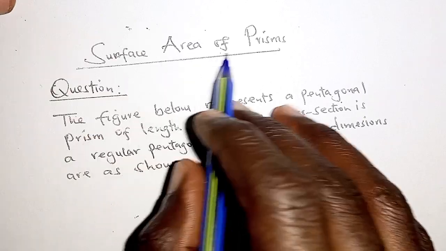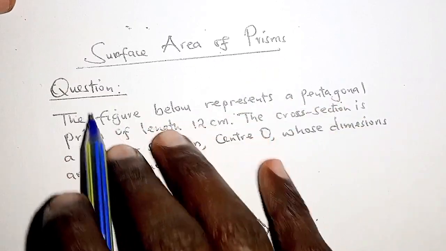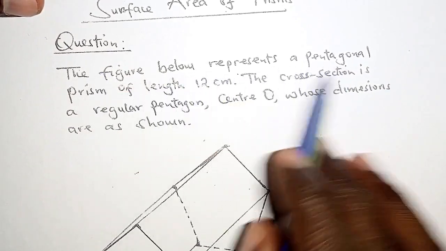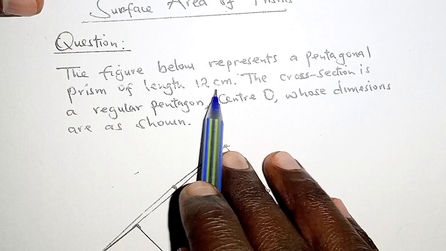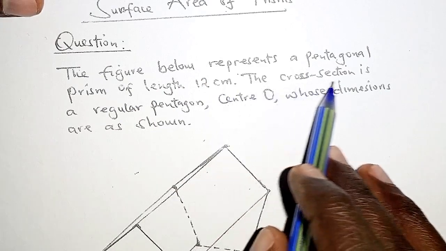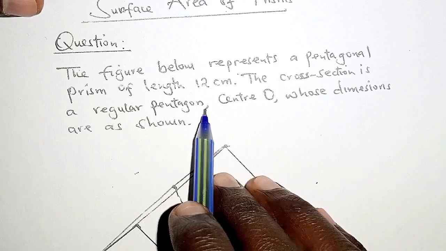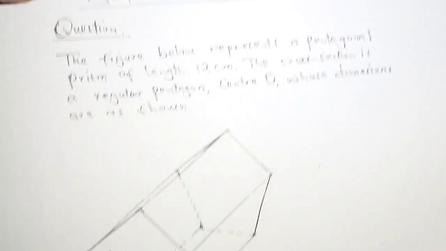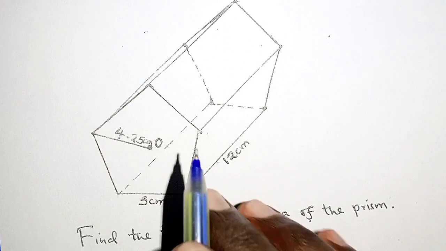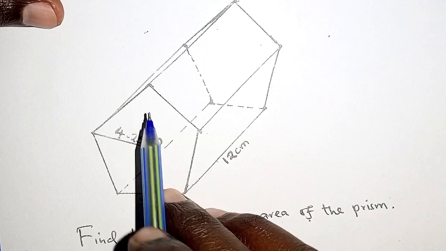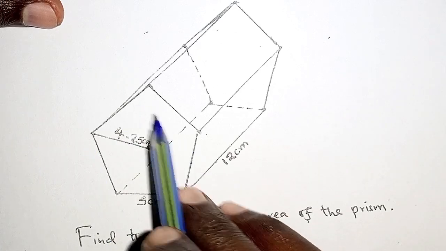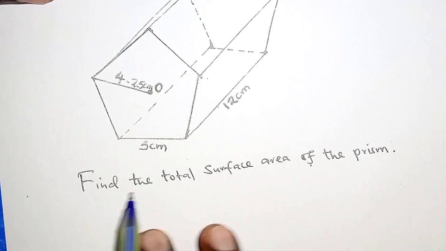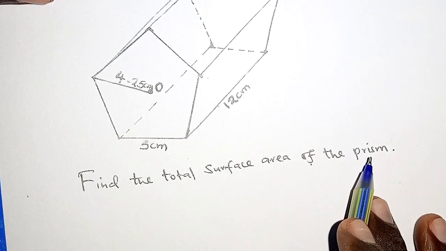This video is about surface area of prisms, and the question we're tackling today reads: the figure below represents a pentagonal prism of length 12 centimeters. The cross-section is a regular pentagon, center O, whose dimensions are as shown. So we have the figure as shown. The cross-section here is a pentagon, and the dimensions are as shown there. Find the total surface area of the prism.